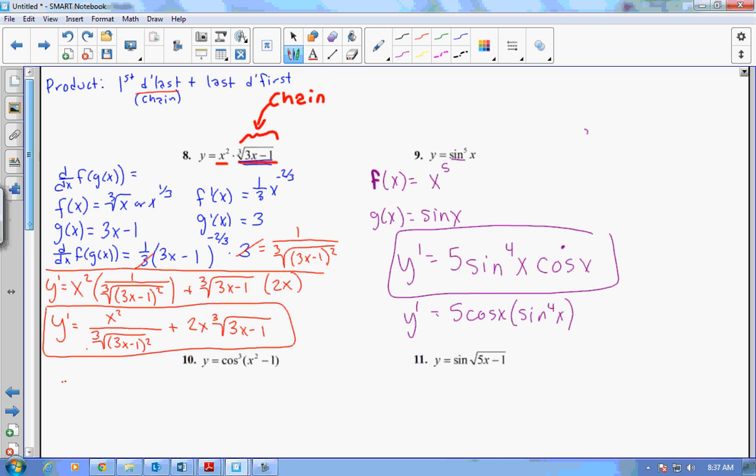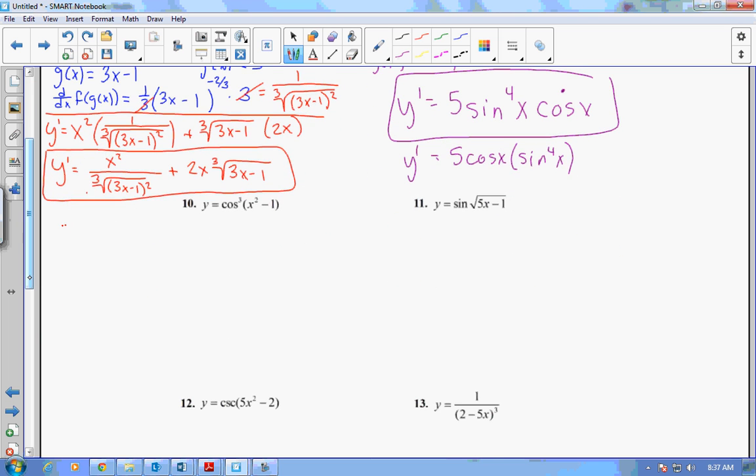Number 10. What do you think? We have product rule and quotient rule. Oh, this might be double chain. Oh, let me think about this one. Yay, I love hard math. This is fun, guys. So fun. Okay, so if it was just cosine cubed, it would have been like the last problem, right? But this parenthesis is actually inserted into the cosine. I think it's double chain. Weird. Okay.